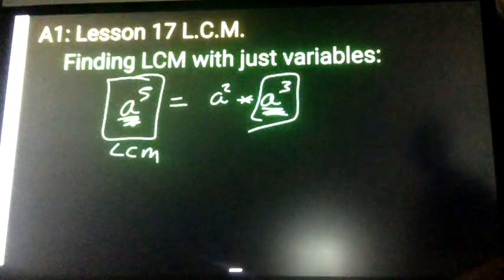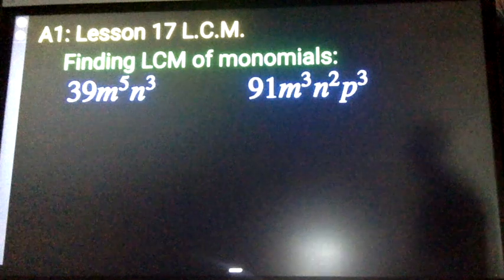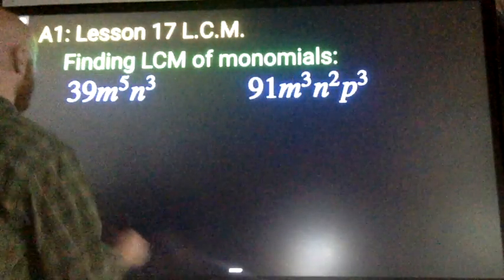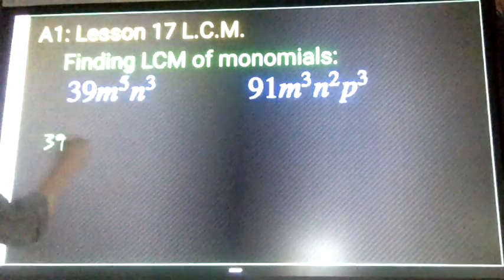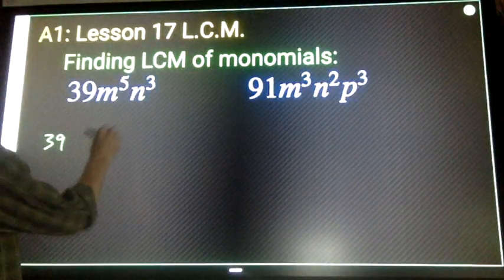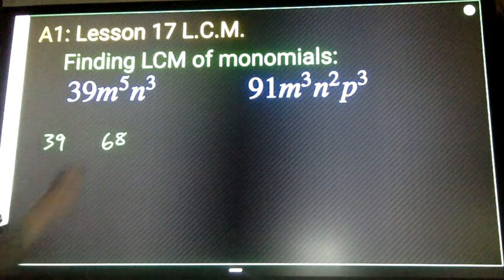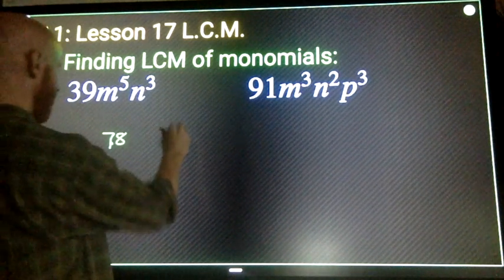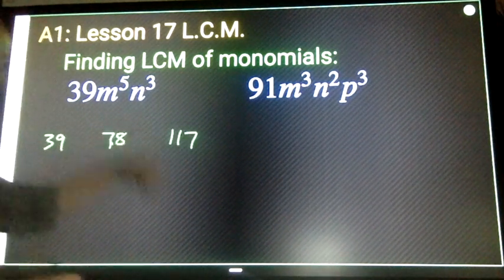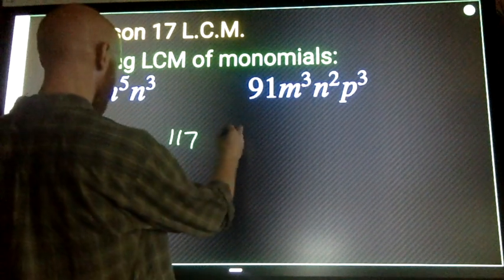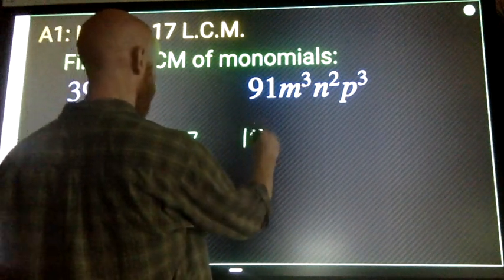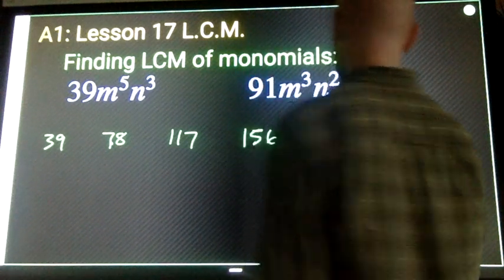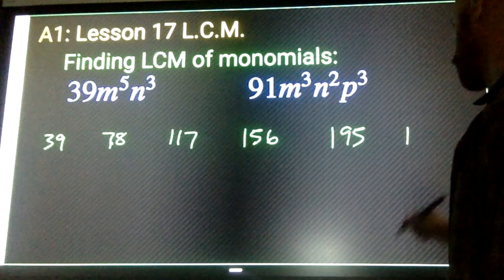Putting all that together, we got situations like this. So I can do this. 39 plus 39 is 78. Plus 39 is 117. Plus 39 is 156. Plus 39 is 195. Plus 39 is 234.